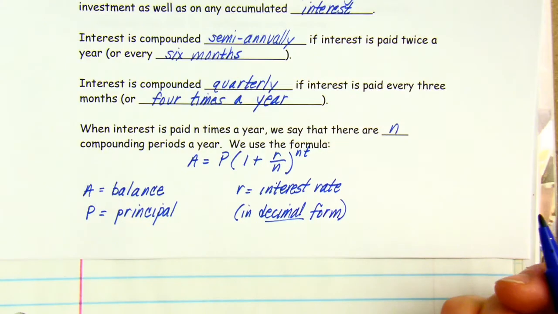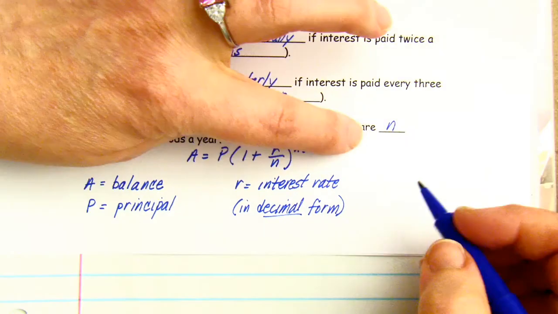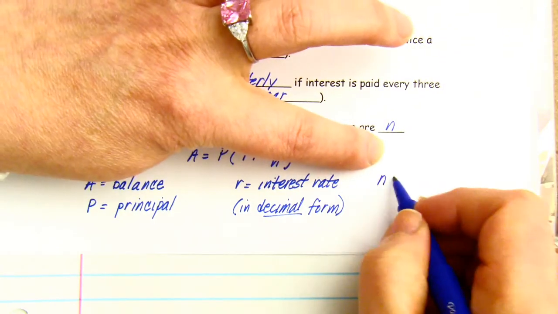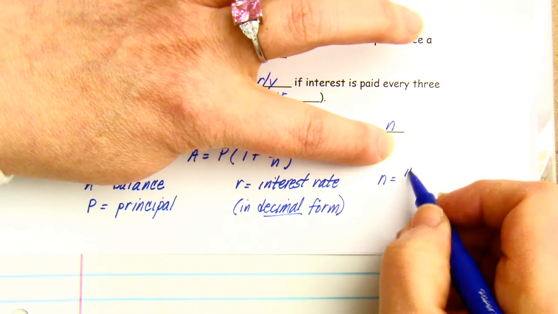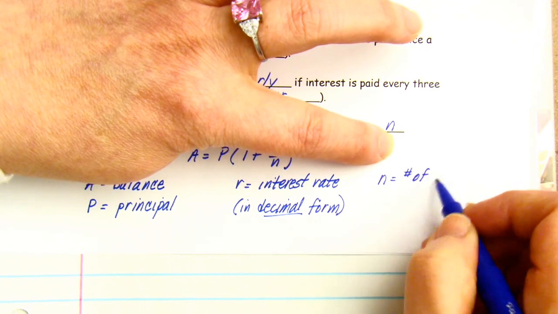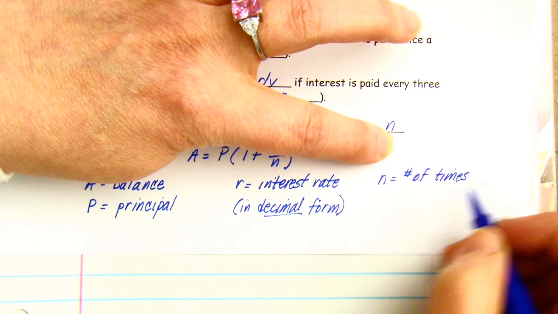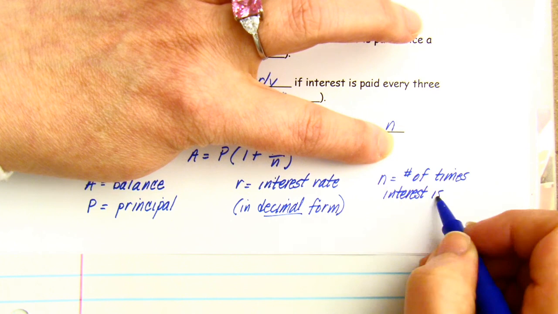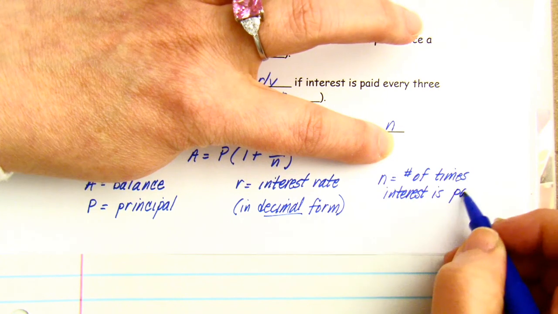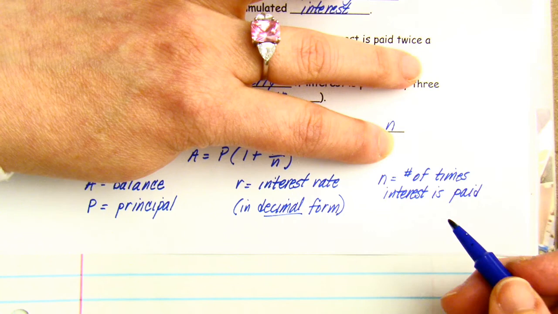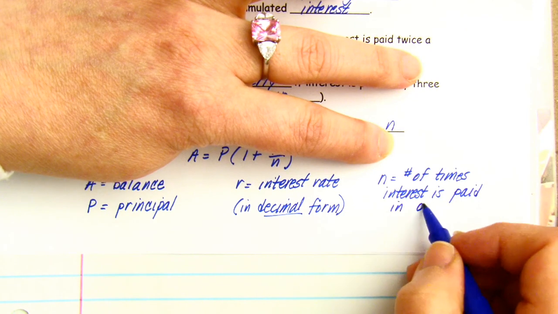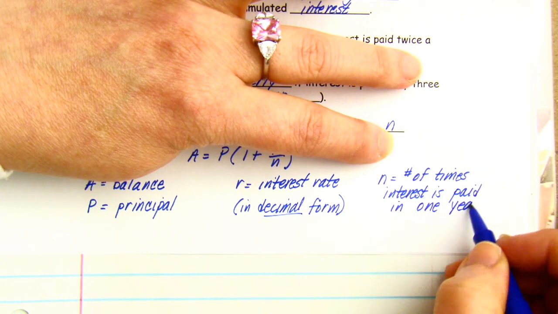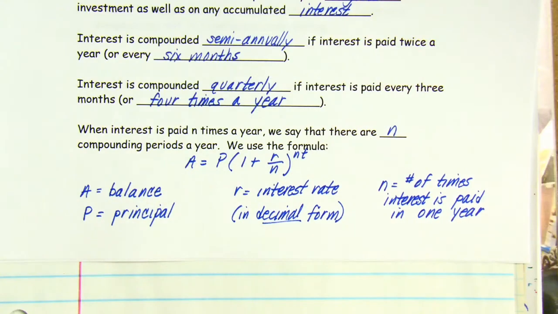All right, what didn't we cover yet? We got the A, we got the P, we got the R, we need the N. N is the number of times interest is paid in 1 year. So again, if it's paid every 6 months, that's twice a year. So N would be 2.